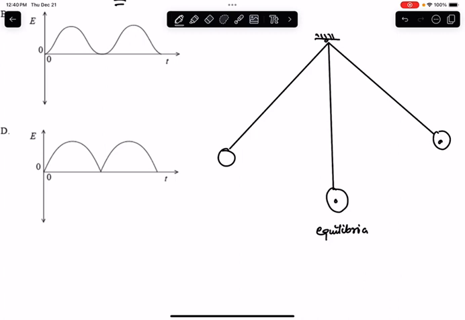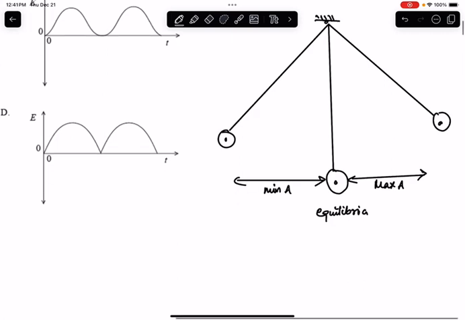At the position to the right you have your maximum amplitude. And at the position to the left you have your minimum amplitude, because you're going to the left. So basically over here, what you can see is that at the equilibrium position, the displacement x is 0.